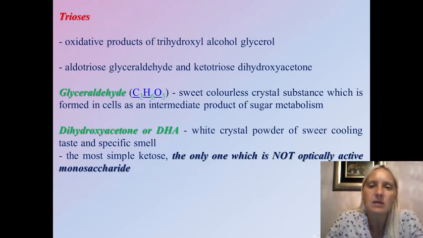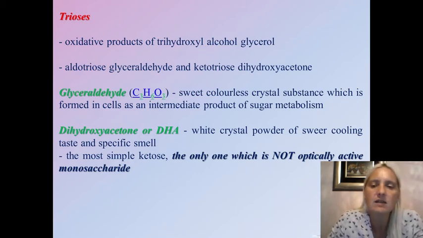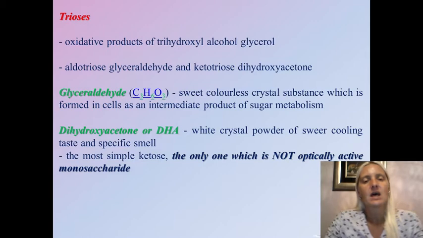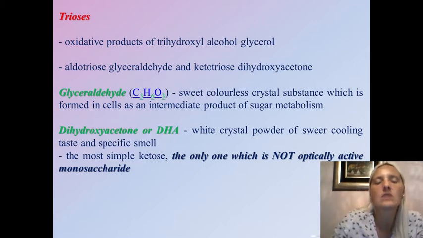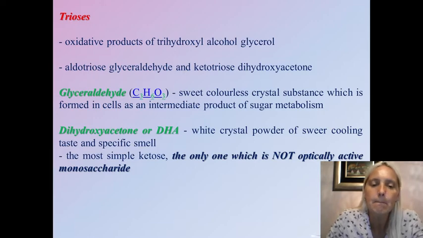Let's do some examples. Trioses are oxidative products of the 3-hydroxyl alcohol glycerol. We have 2 representatives: glyceraldehyde and dihydroxyacetone. The first one is a sweet colorless crystal substance. The other one is a white crystal powder of a sweet, cooling taste and specific smell. Both are intermediates in carbohydrate metabolism or glucose degradation.